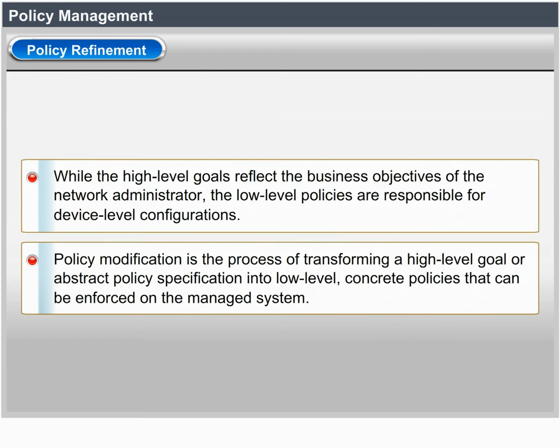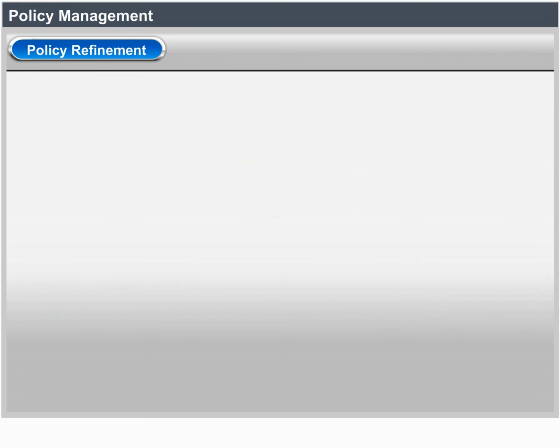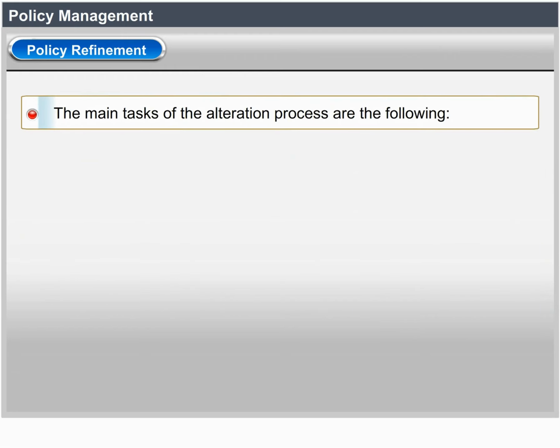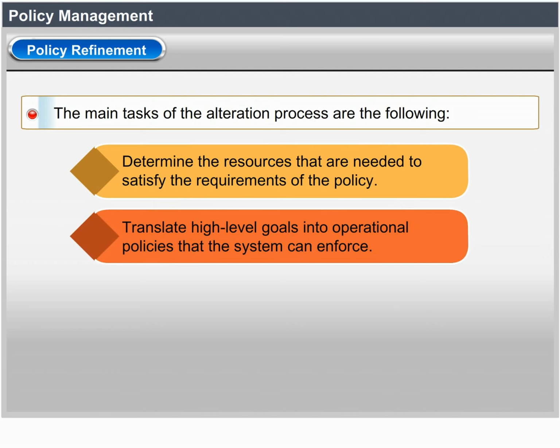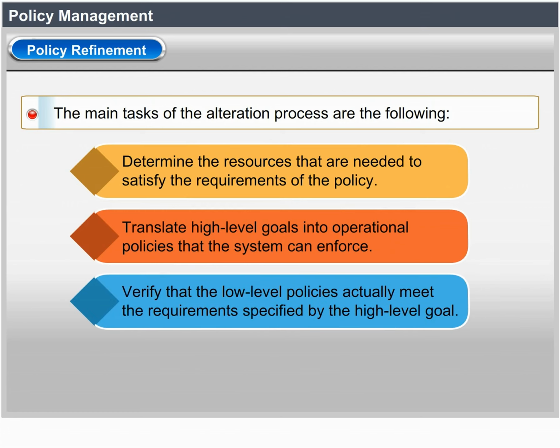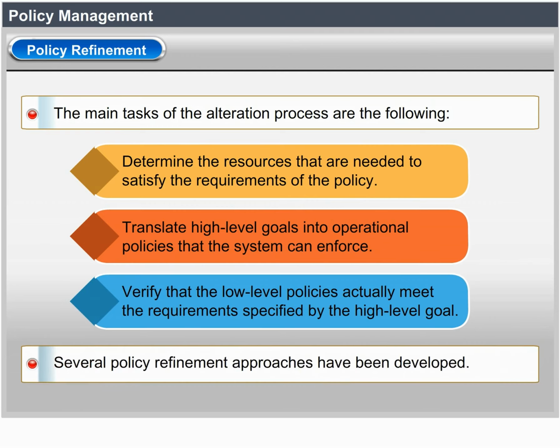The main tasks of the refinement process are the following. Determine the resources that are needed to satisfy the requirements of the policy. Translate high-level goals into operational policies that the system can enforce. Verify the low-level policies actually meet the requirements specified by the high-level goal. Several policy refinement approaches have been developed.